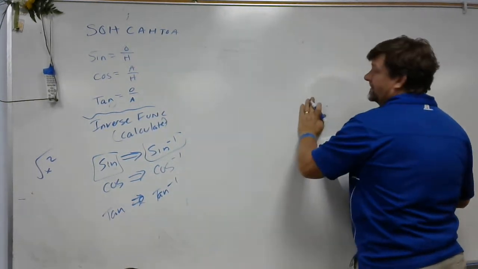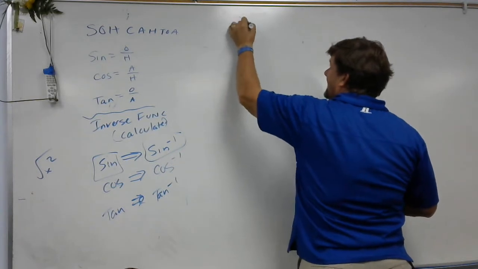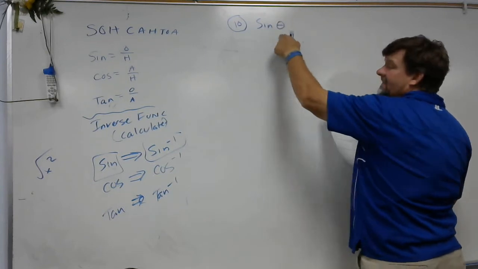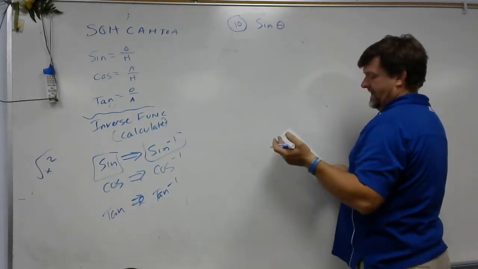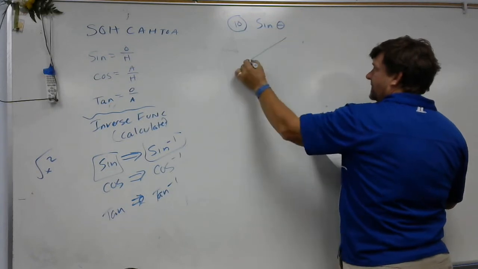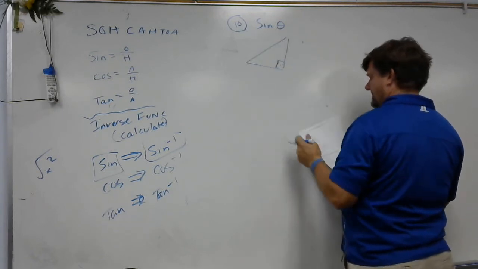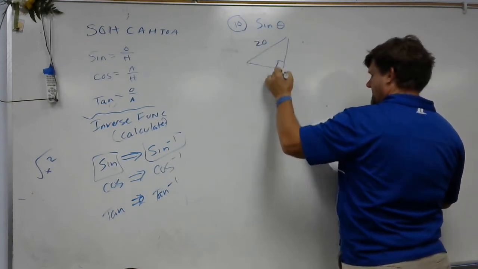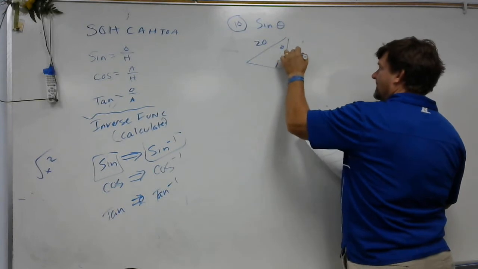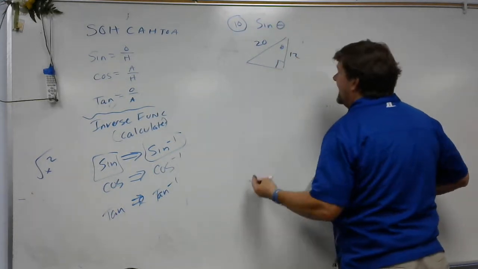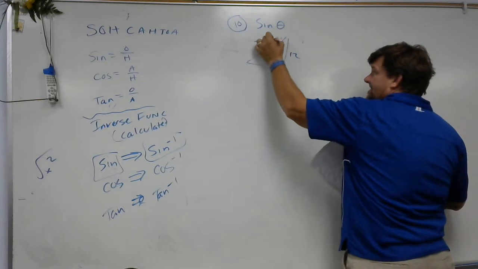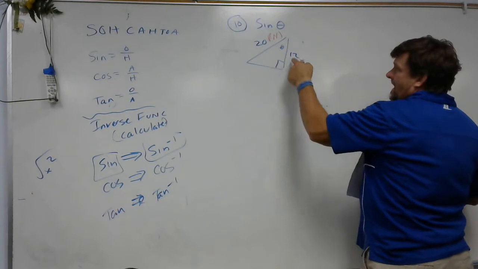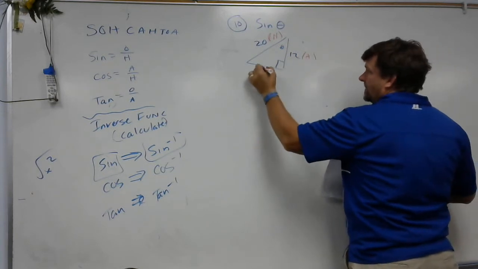So let's look at number 10. Number 10 gives us the sine of theta. Don't forget theta is just a variable. It's like x. You can put x there if you'd like. And then I'm going to draw the triangle that they give us. We got our 90. Across from the 90 is the 20. Theta is right here. 12 is here. Let's label our sides. Next to it is adjacent, and across is the opposite.